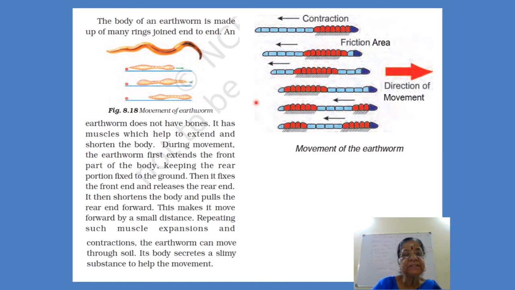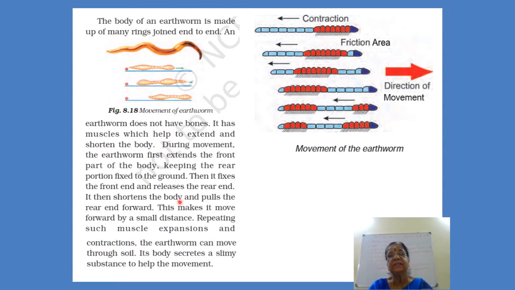So we just say during the movement, earthworm first extends the front part of the body, keeping the rear portion fixed to the ground. So it moves. Blue color is fixed to the ground. Then it fixes the front and relaxes the rear.